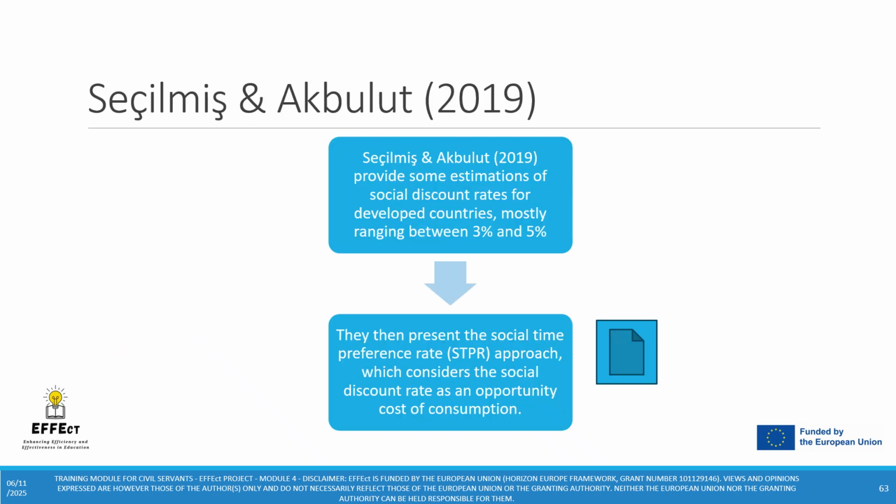This other approach is the approach presented by Sethilmus and Akbulut, who provide some estimations of social discount rates for developed countries, mostly ranging between 3% and 5%. They then present a social time preference rate approach, which considers the social discount rate as an opportunity cost of consumption.